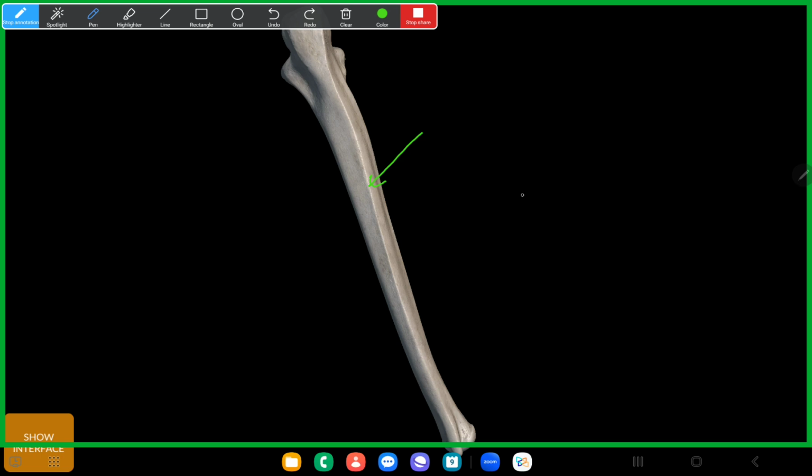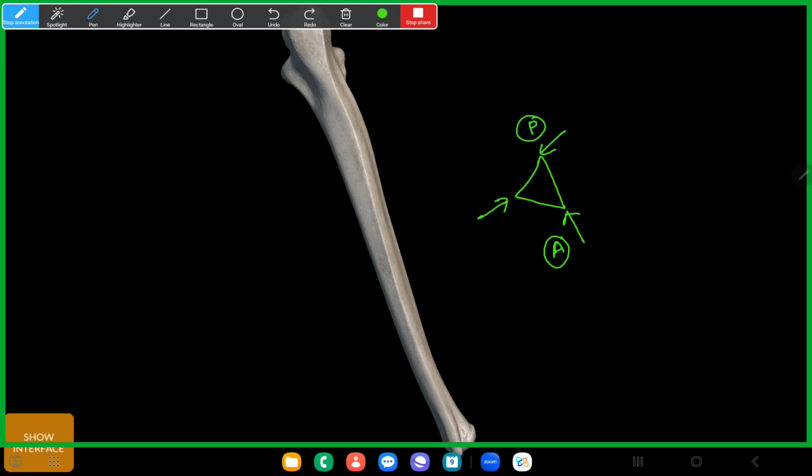If we draw a cross section of this ulnar bone, here posterior, here anterior. This is the cross section of the ulna. This is the lateral border, this is the posterior border and this is the anterior border. So you can see there are three surfaces as well.